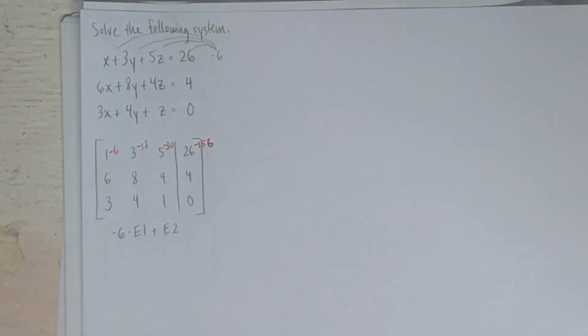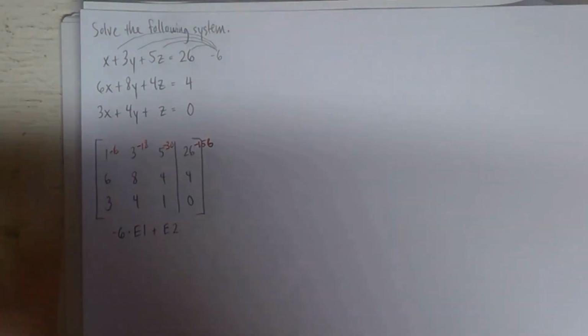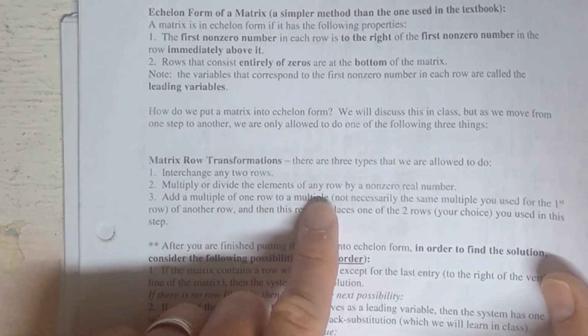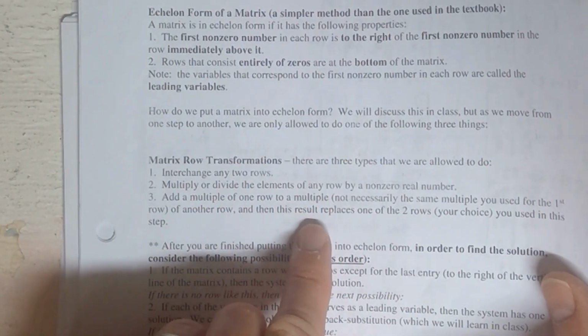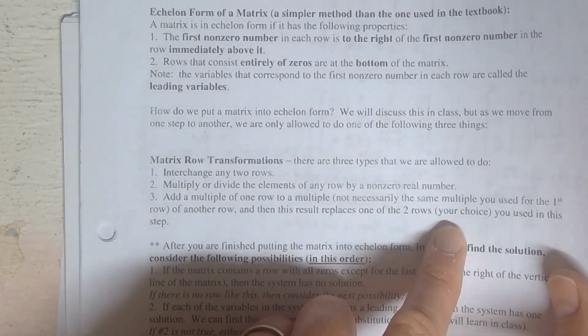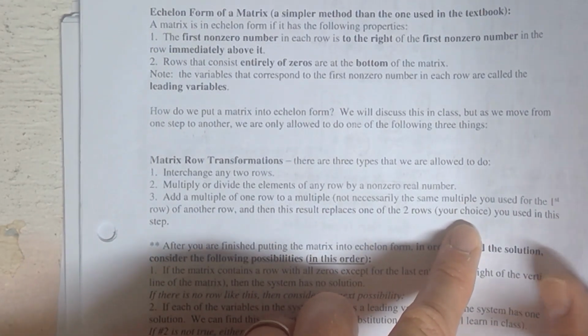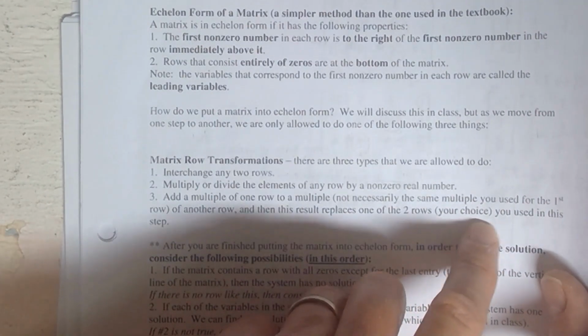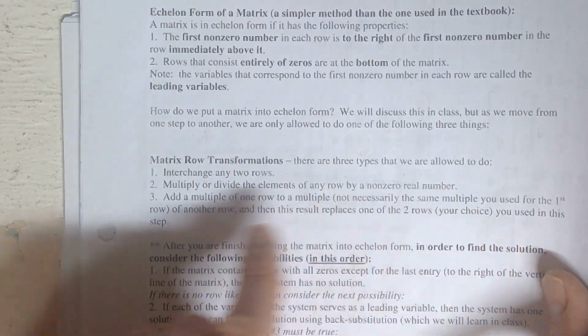Here's where it's different than the last section in a big way. Okay, look at what it says here. It says after you add one row to another, you then put this result where? Well, it replaces one of the two rows. Okay, your choice, but there's going to be an obvious choice here. But it ultimately is your choice. One of the two rows you used in the step.